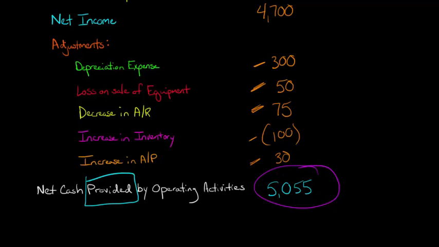But we're not talking about financing or investing here. We're just talking about operations. It's positive. But if it's negative, it would say net cash used by operating activities. Okay, so provided basically just means it's positive. Net cash used means that it's negative.